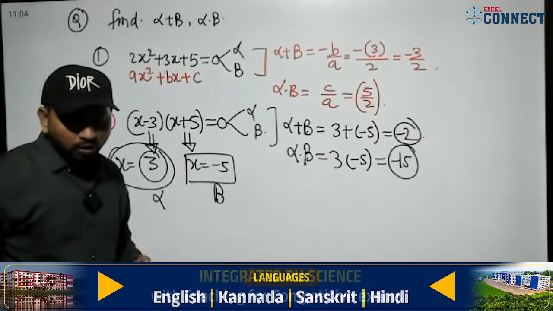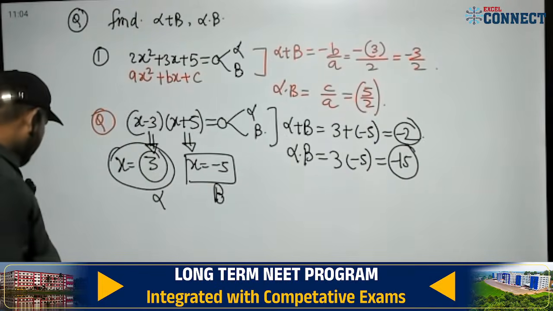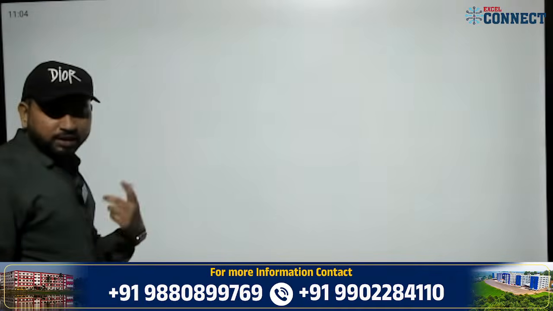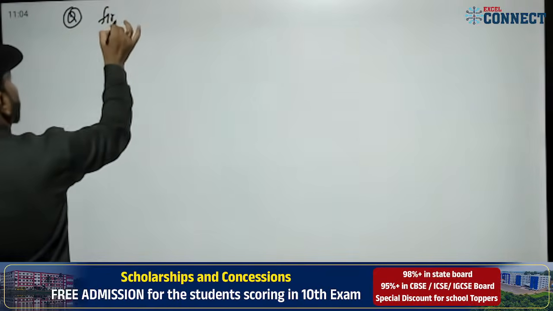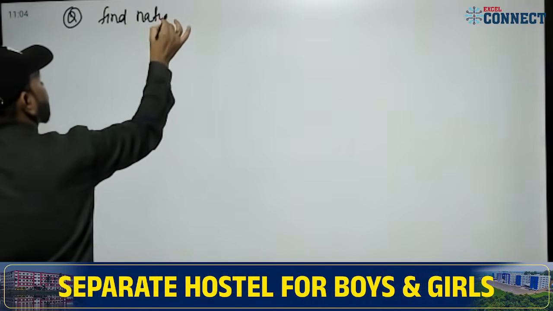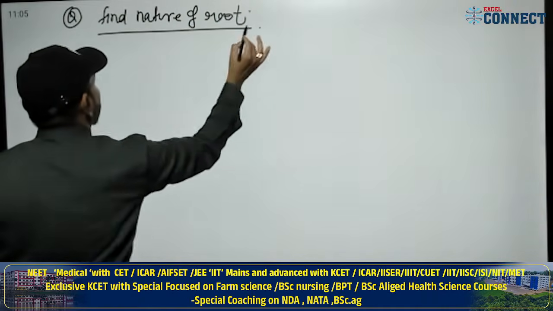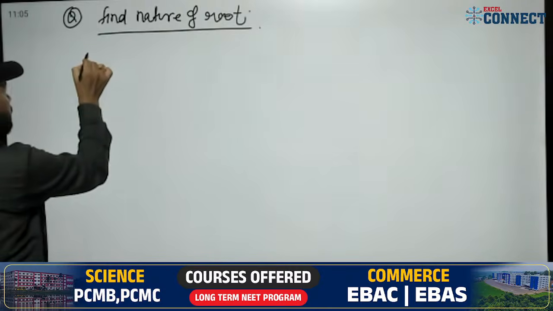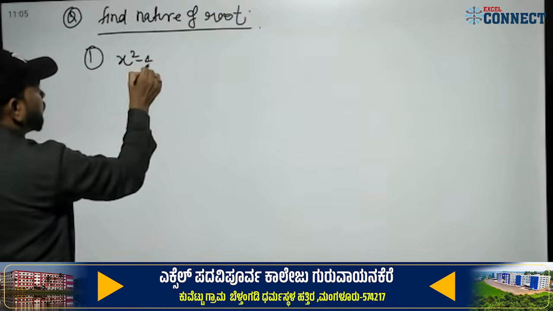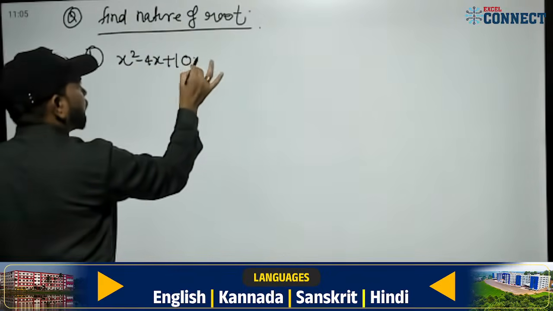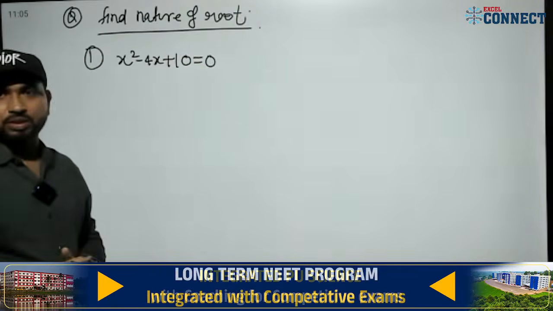So now I am asking, based on this information, yesterday I discussed the nature of roots. So this type of problem: find the nature of roots. Let's suppose I am giving the first question: x square minus 4x plus 10. You need to discuss the nature of the roots of this equation.